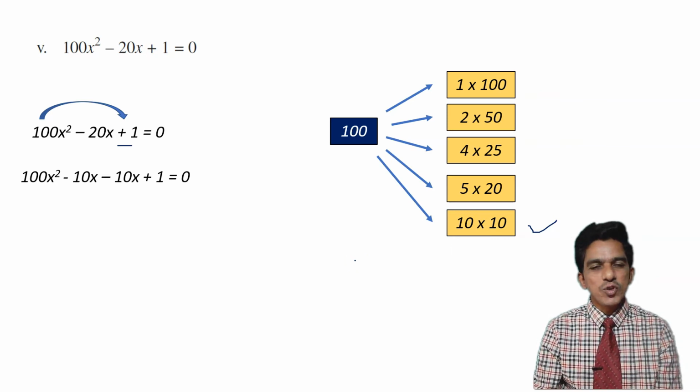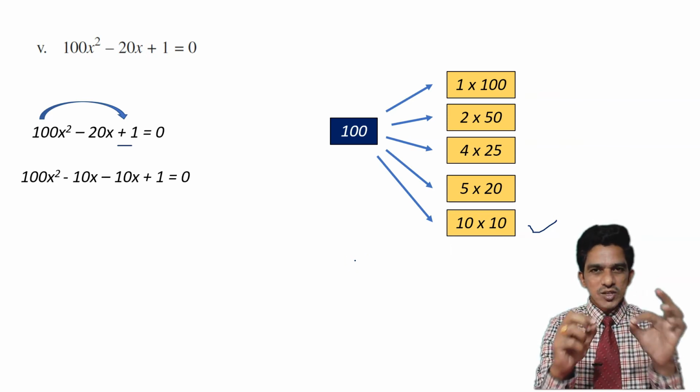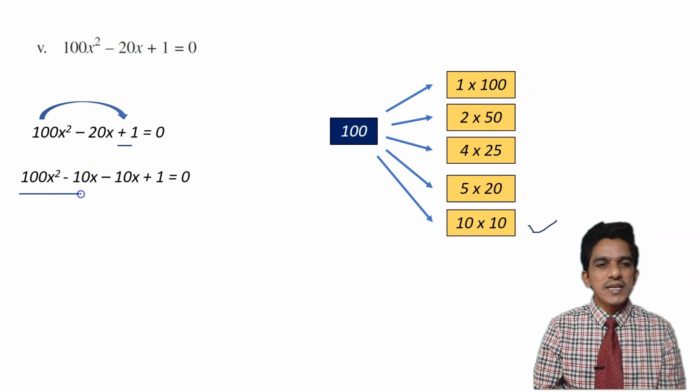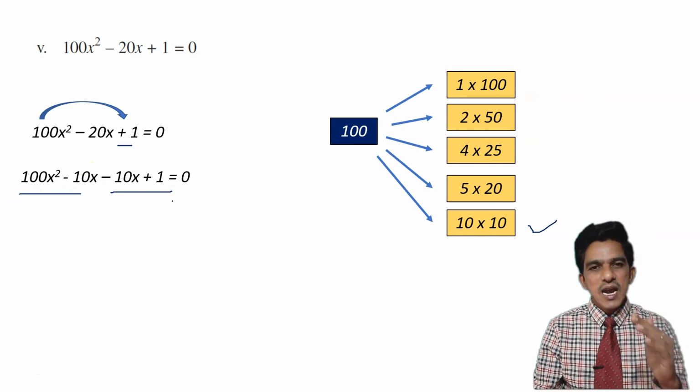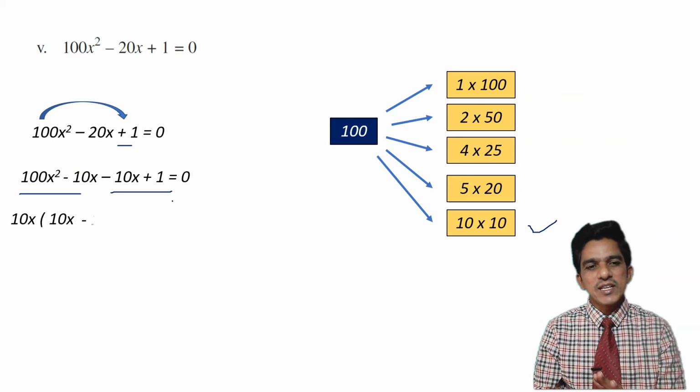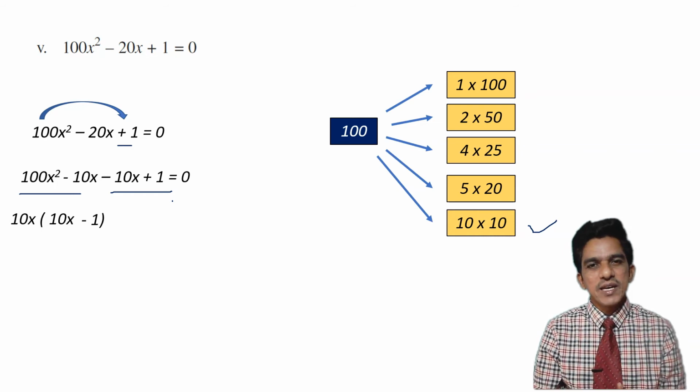Factors ni addition చేసినప్పుడు x యొక్క కోఎఫిషియంట్ కున్న సైన్ 2 numbers కి రాయాలి. Now 100x square minus 10x ఇది ఒక pair, minus 10x plus 1 this is another pair. 100x square minus 10x లోంచి I can take out 10x. Then this will be 10x minus 1. I can take out minus from the next one. It will be 10x minus 1 is equal to 0.